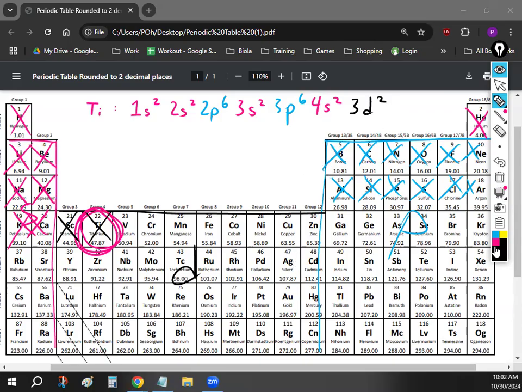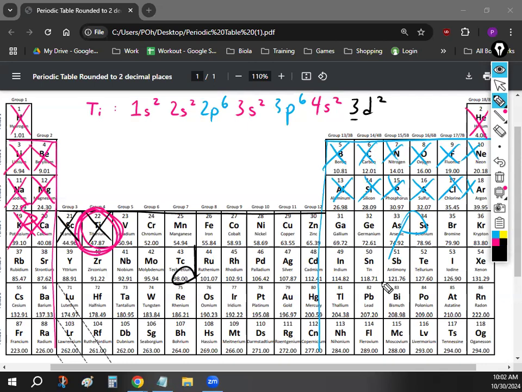Okay, so just keep that in mind. The only real tricky part is remembering that when you go to the D subshell, it's going to be just one number less. So I know this isn't the 4th row, but it's going to be a 3D subshell. Okay, so that's the electron configuration. Any questions on that part?